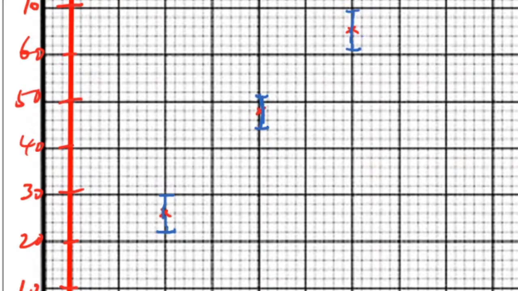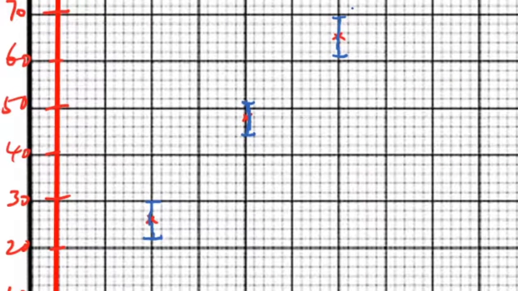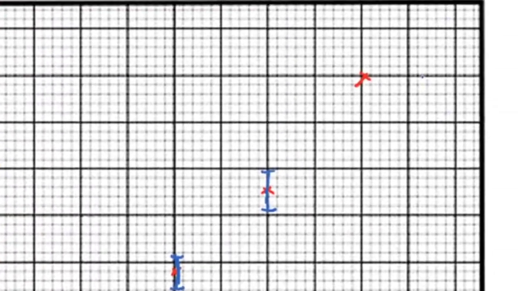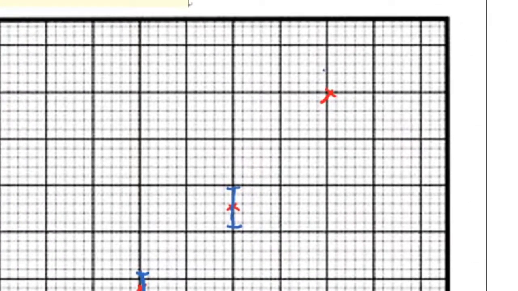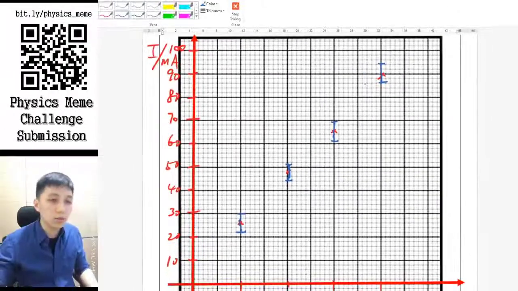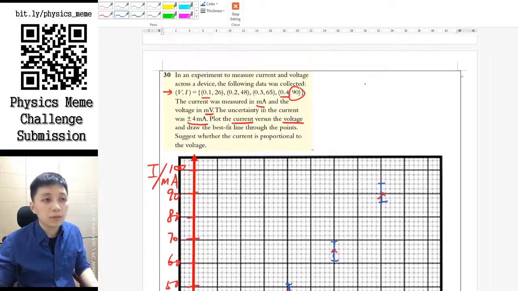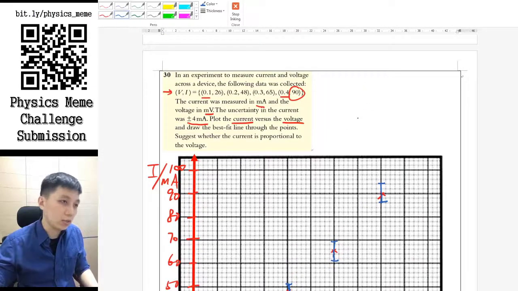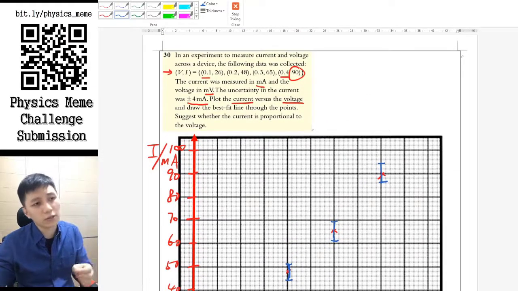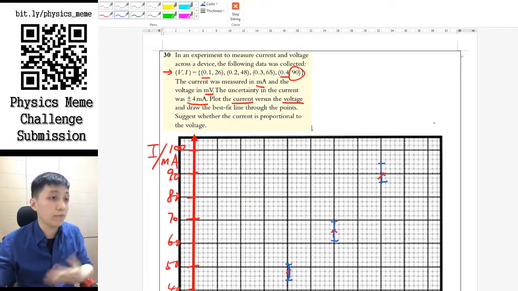Okay, it was 65, so it'll be barely touching it. So it's 69 and 61. And for this one, it will be 94 and 86. Okay, so now you've got all 4 error bars on the coordinates. Again, for the x, the horizontal one, since it's not mentioned, I assume it's too small to be mentioned.